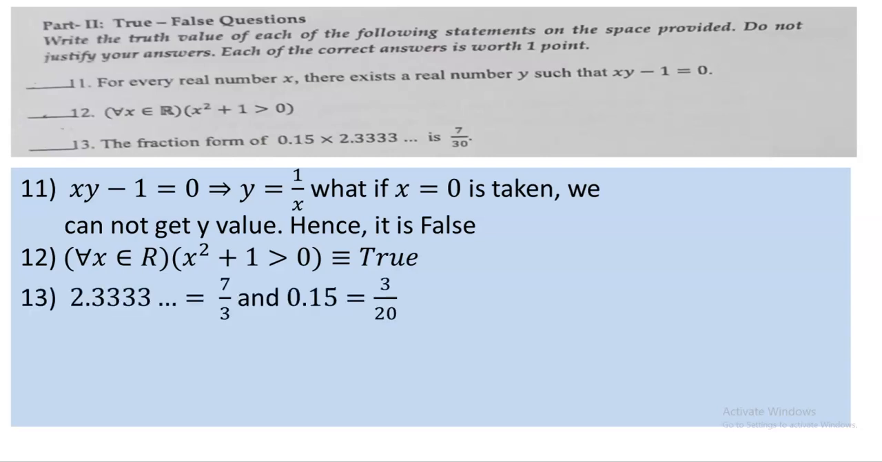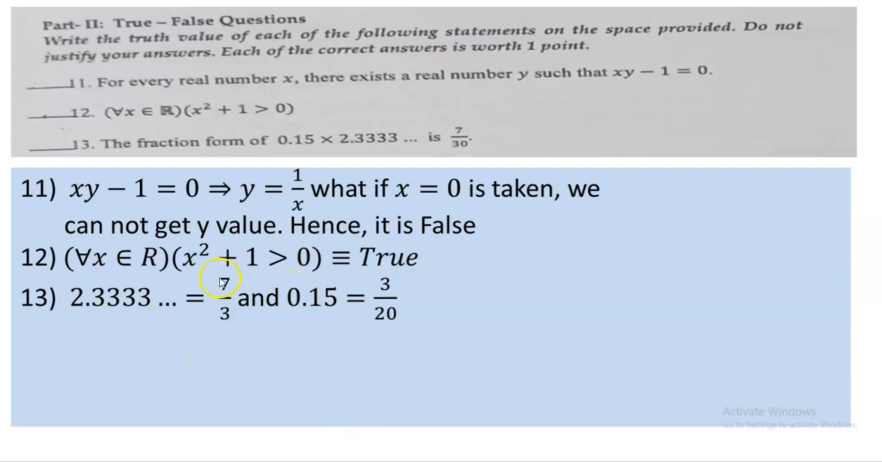To do that, what you need to do is like this. We knew that 2.333 is 7 over 3. How it is done? Very simple. What you need to do is x equals 2.333, so multiply by 10, then you will get 10x equals 23.3 repeating, so 23 minus 2 divided by 9 can make 7 over 3.